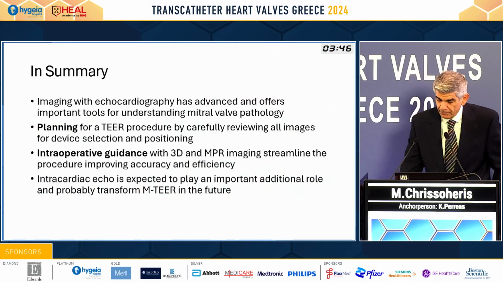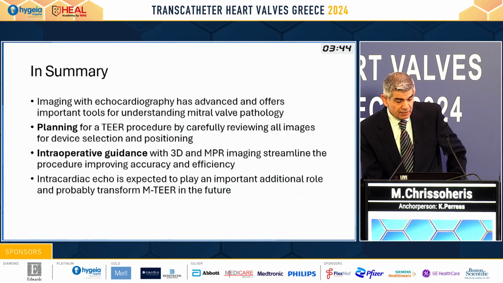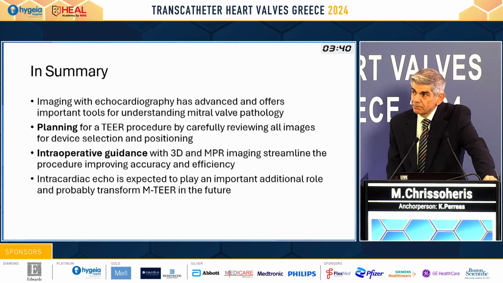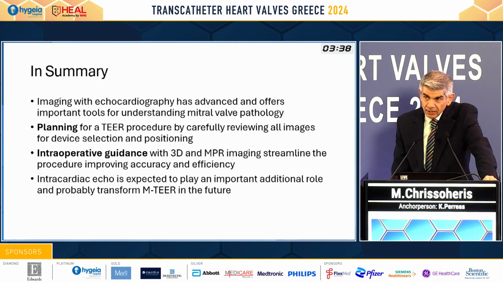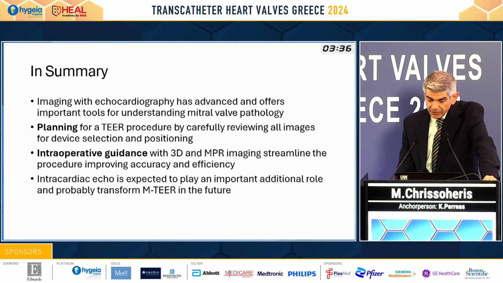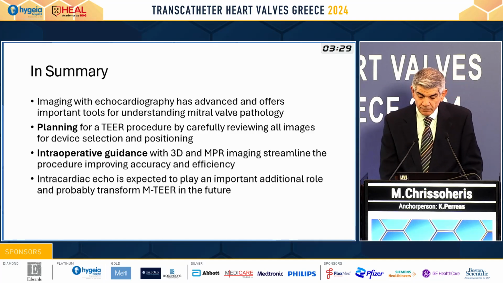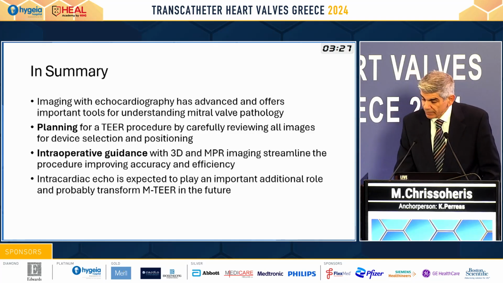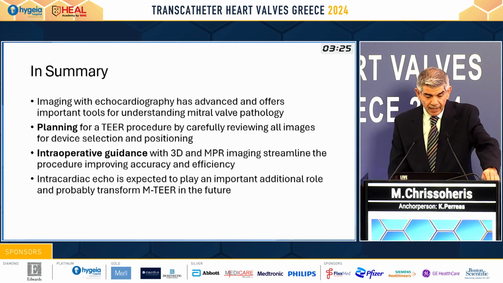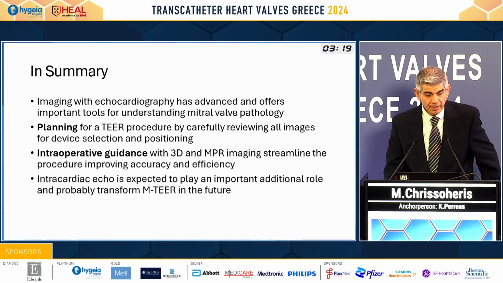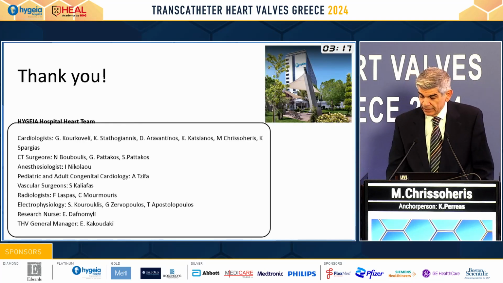In summary, imaging with echocardiography has advanced significantly and offers important tools that help planning of the procedures in great detail. Intraoperative guidance with 3D and M-TEER imaging streamline the procedure and improve accuracy and efficiency. And we will see more in the near future with intracardiac echo that will play a significant role in these procedures. And with that, I would like to thank you very much for your attention.